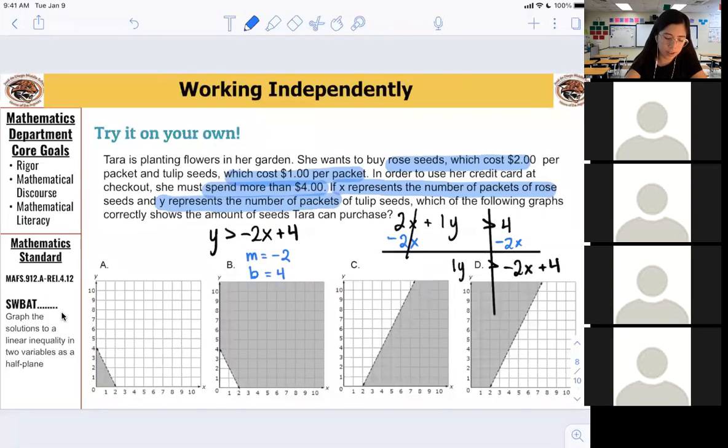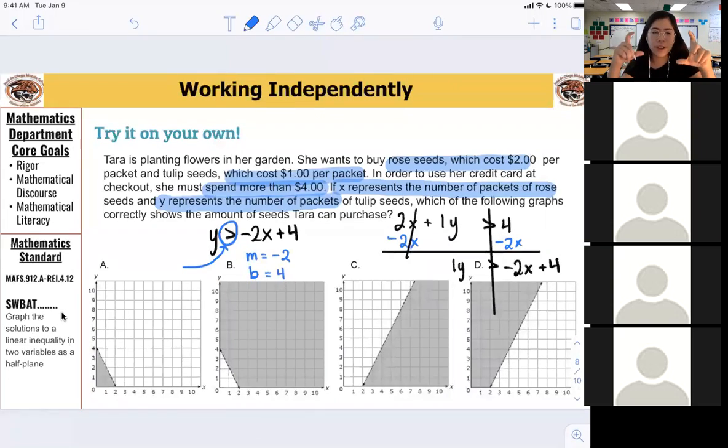Since I have an inequality, what's the last bit of information I know? Less than, so it's dotted or solid, and to see if it's shaded, it's greater than or less than or equal to. In this case it's greater than. So I know that the graph is going to have a dotted line or a solid line? Solid. It's solid.